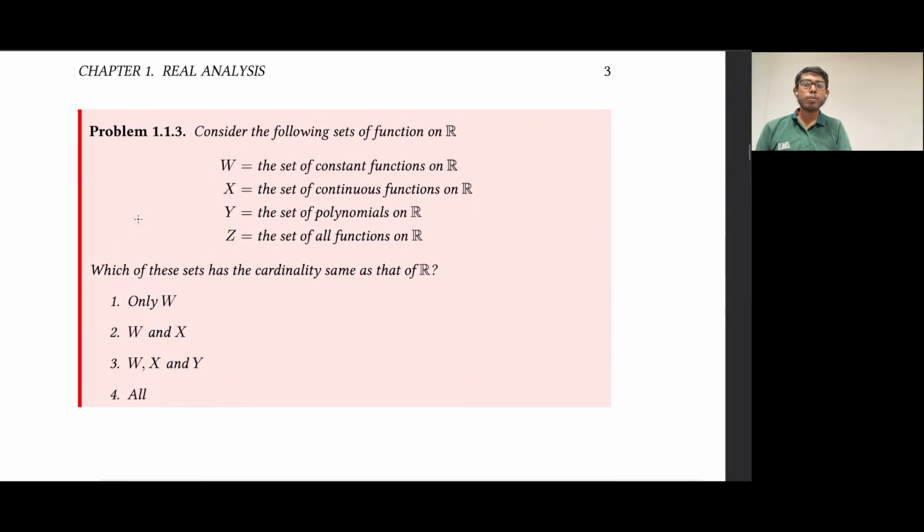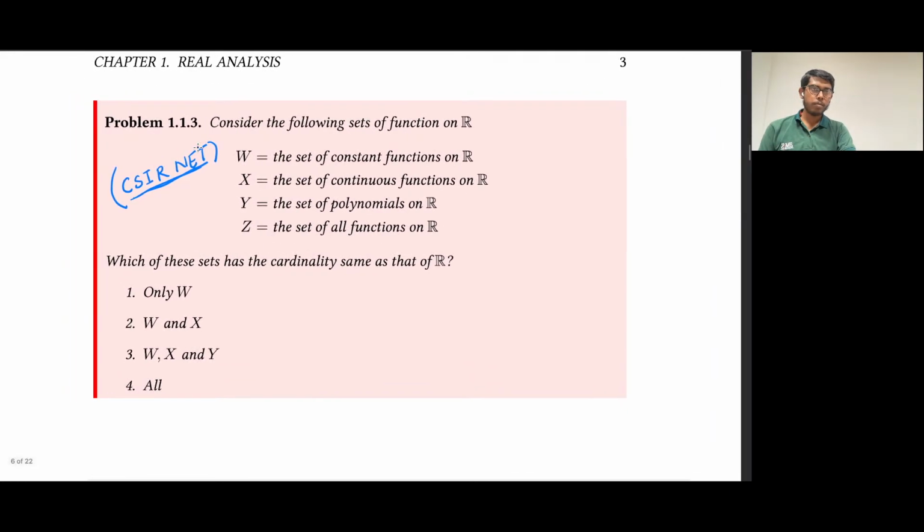Yeah, this is a very beautiful problem, and it was asked in, I guess, CSIR NET. Yes. So, any thought about this? What is the correct answer? 4. So, you mean all. Okay. So, let's see if it is all.